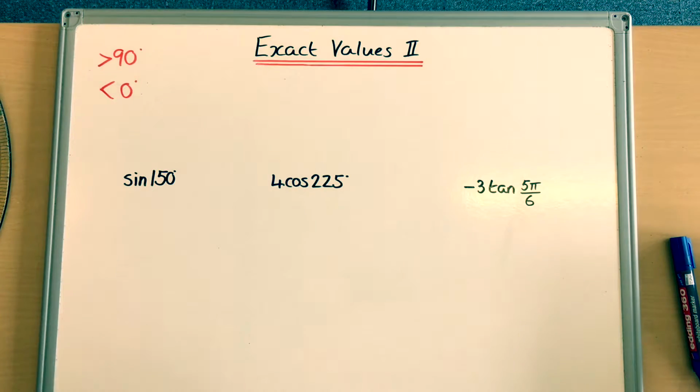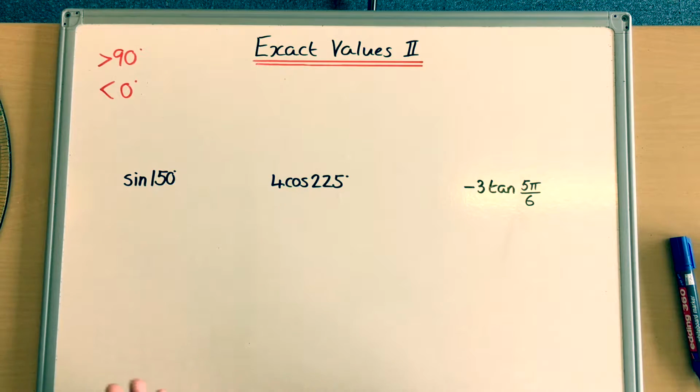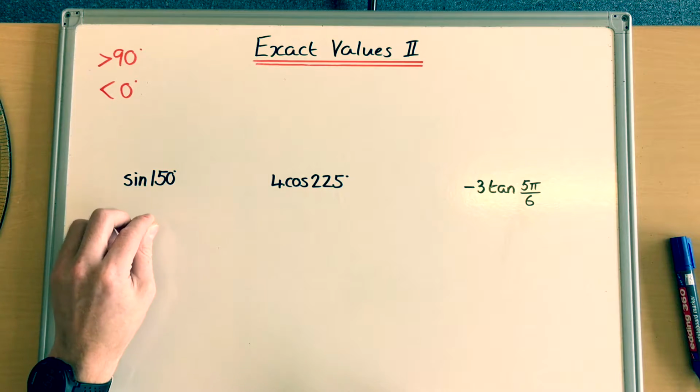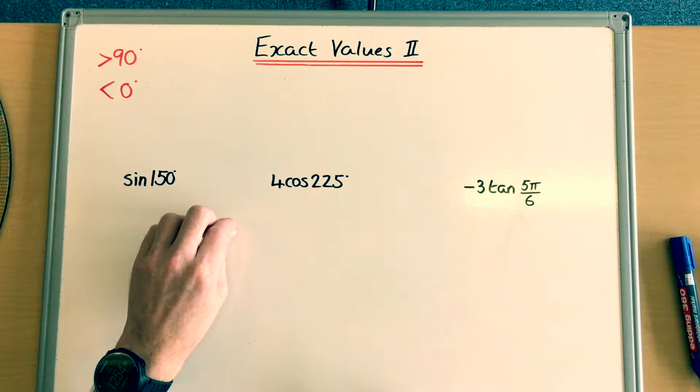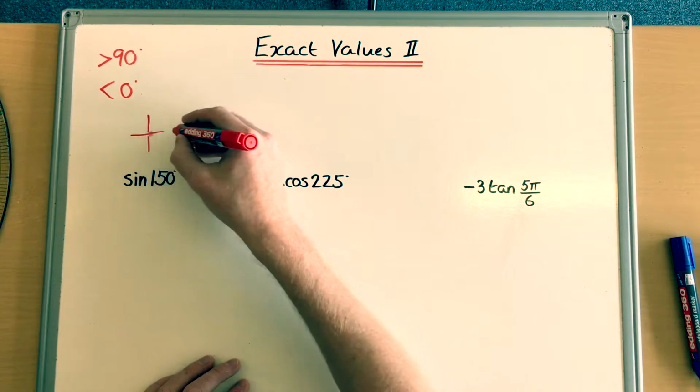Well, let's start with some bigger than 90, sine 150. Now, the way we're going to tackle exact values bigger than 90 is we're going to use the CAST diagram in a slightly different way to the way we do when we solve equations, to get this to be one of our 30, 45, 60 angles. So I'm going to draw a CAST diagram.